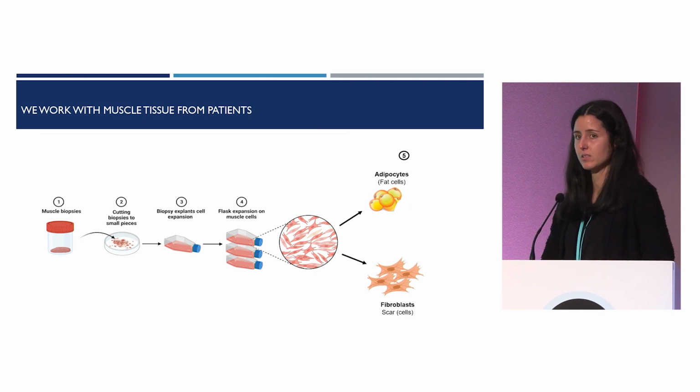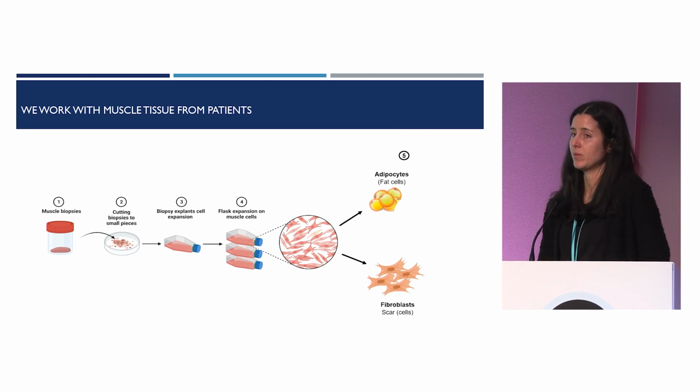With FAP cells, we have a protocol that allows us to differentiate those cells into adipocytes or fibroblasts. And this is important because adipocytes are the cells that will lead to the adipogenic tissue in the muscle, and fibroblasts are the cells that will lead to the fibrotic tissue in the muscle. So we have the precursor cell that will increase these different types of tissues.